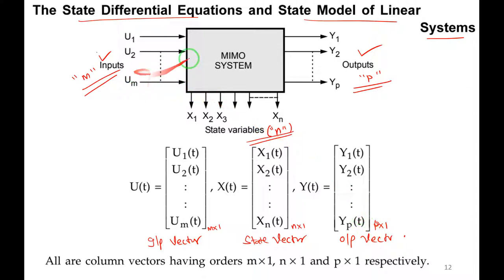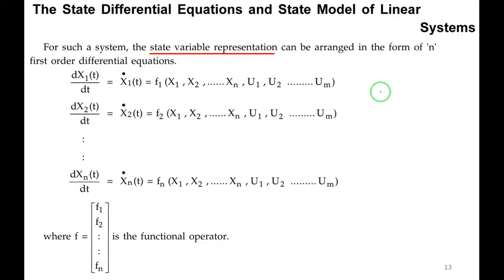Please try to have the diagram of this MIMO system in your mind. M, N, P: M refers to the m number of inputs, N refers to the number of state variables, P refers to the p number of outputs. Then what are these state differential equations and state model? We'll see. First we'll see state differential equations.